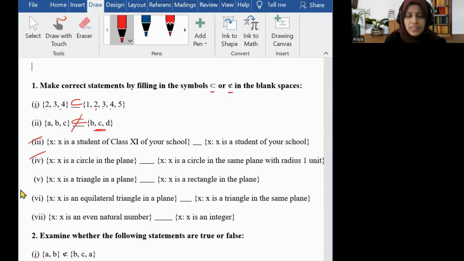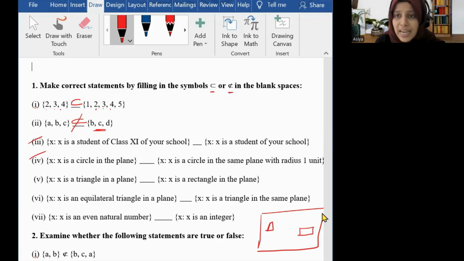Fourth is similar to fifth and sixth now. Now let's go for fifth. The set of all x such that x is a triangle in a plane. Okay. Now, the set of all x such that x is a rectangle in a plane. Now, suppose this is a plane. My triangle can be here. My rectangle can be here. The triangle is not inside the rectangle. Okay, so I will have to say that it is not a subset. The triangle is not contained in my rectangle. It could be anywhere in the plane, right?